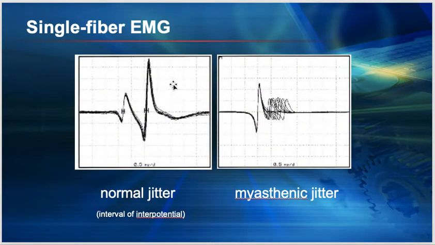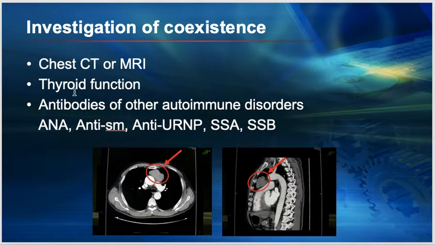This is a single fiber EMG. We call it myasthenic jitter. When we give one stimulation, they give this kind of response. It is called myasthenic jitter. We can also do a CT scan or MRI to look for thymus hyperplasia, where the thymus gland is too big. And we can investigate for other autoimmune conditions, like systemic lupus erythematosus, systemic sclerosis, and many others.